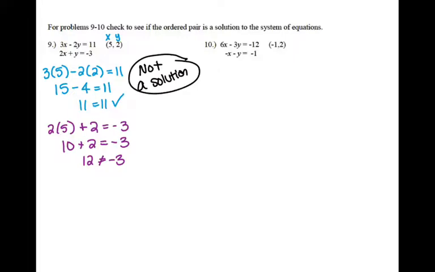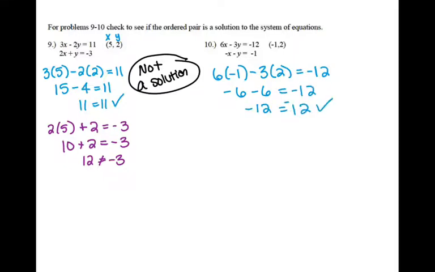Let's do the same thing for number 10. Now please be very careful with number 10 as you're plugging it in because we have so many positives and negatives everywhere. So I have 6 times negative 1 minus 3 times 2, and I want to see if that equals negative 12. That's negative 6 minus 6, which is indeed negative 12, so it works for the first one.